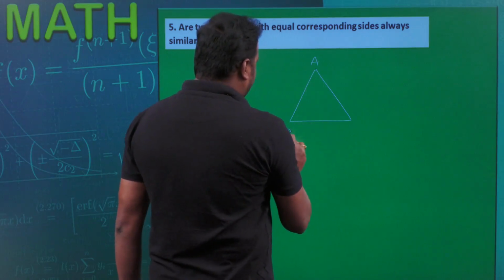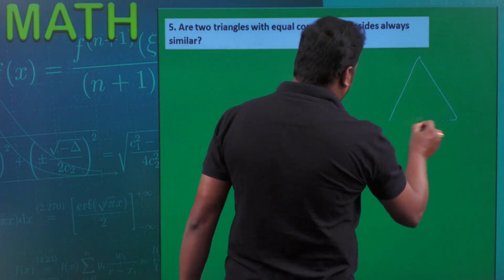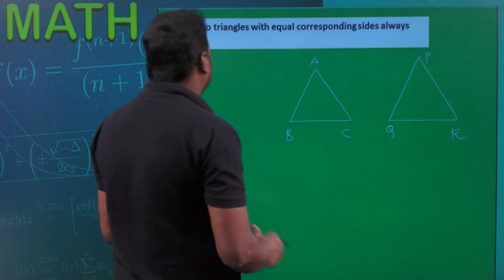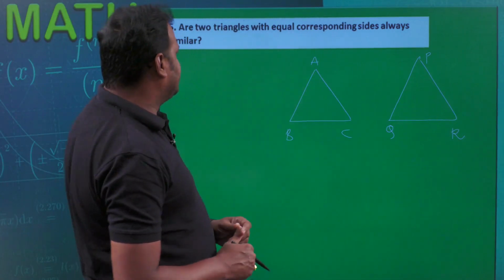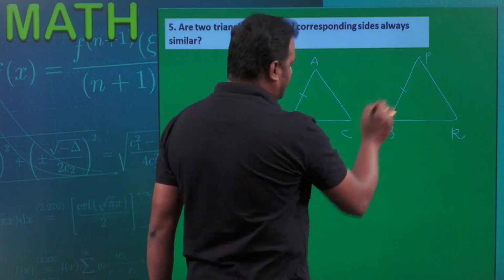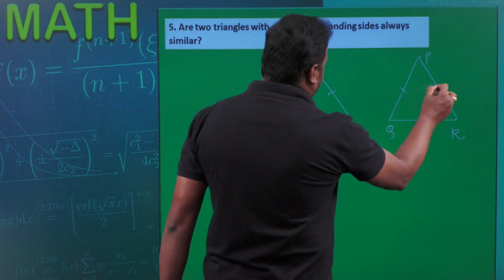Let us name this triangle ABC. And another triangle. This is one more triangle. Let it be PQR. Okay. So these are two triangles with equal corresponding sides. This side is equal to this side. This side is equal to this side. And this side is equal to this side.